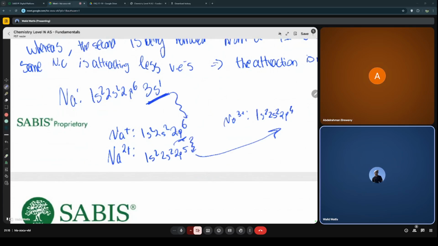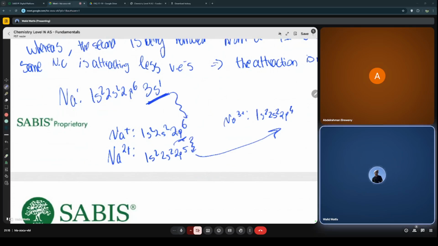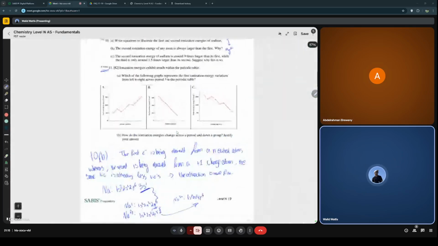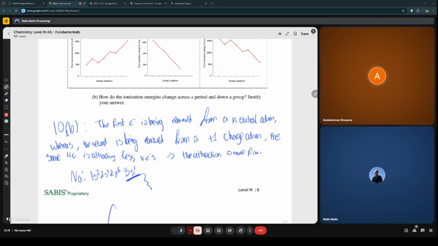Which orbital is closer to the nucleus, 2p or 3s? 2p. So which one is harder to remove, 2p or 3s? 2p. If it's harder to be removed, does it require more or less energy? More. So how do you write this in chemistry exam terms, not tutoring terms? Let's take a look.